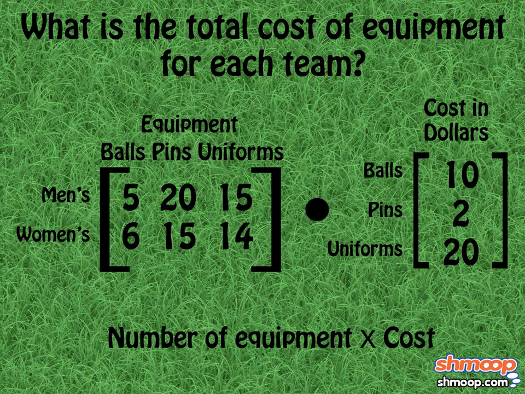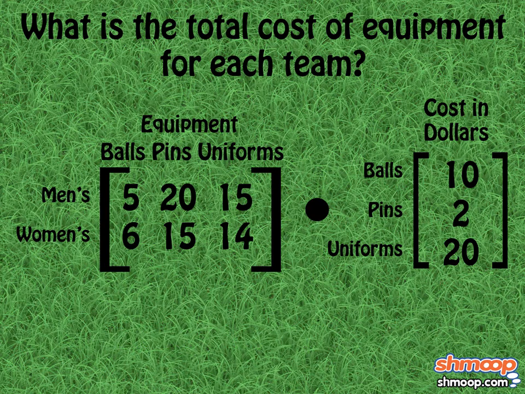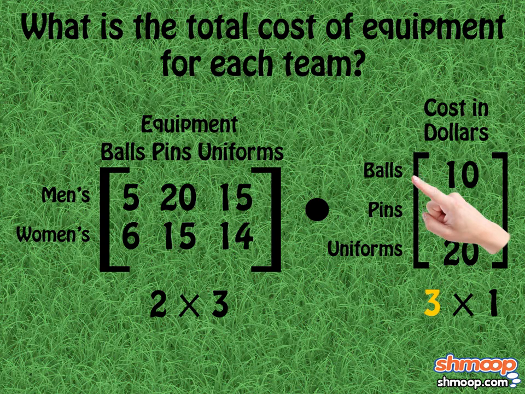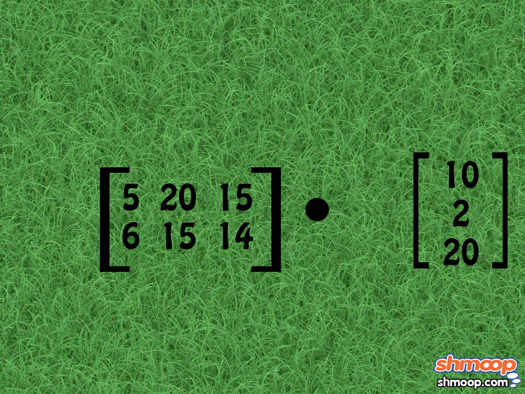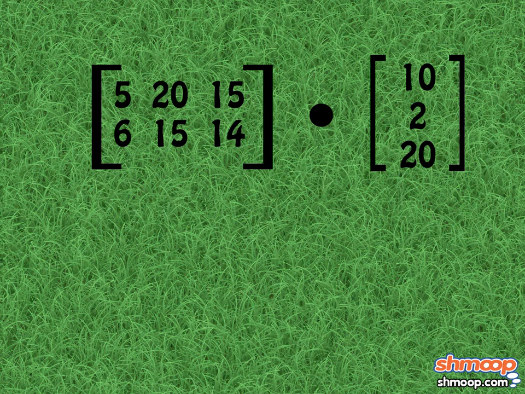But before we can multiply two matrices, we need to make sure that the number of columns in matrix A is the same as the number of rows in matrix B. In this case, we have 3 columns in the first matrix and 3 rows in the second one. Checks out. To multiply the two matrices, we'll be doing something funky.